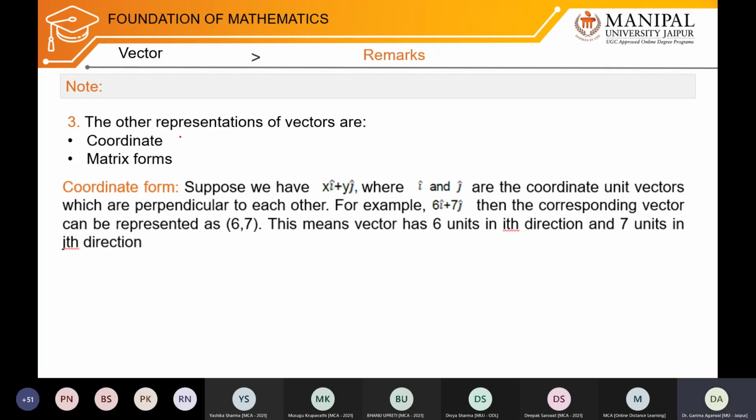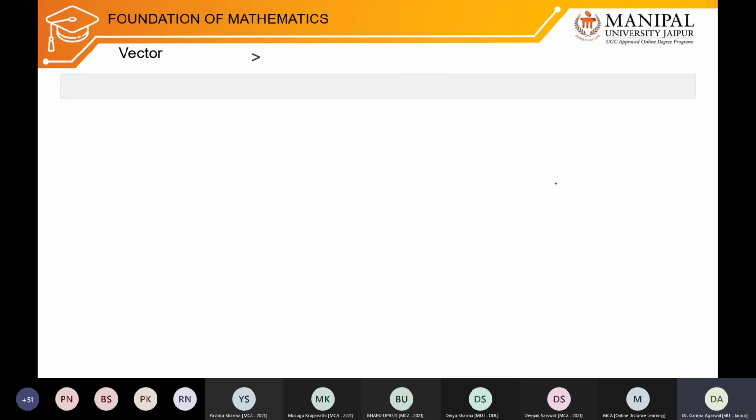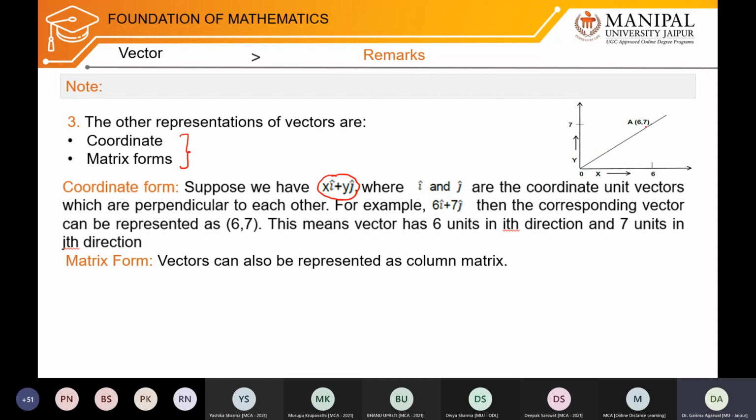We have two representations of vector. One is coordinate and second is matrix form. Coordinate form x i cap plus y j cap, that is the coordinate form. On graph, how we can represent it? Let's say I need to write this point 6 and 7, right? So this is 6 i cap plus 7 j cap, because on x axis the unit vector is i cap, and on y axis the unit vector is j cap. So it is 6 i cap plus 7 j cap, right? Or in coordinate system we can write it as 6 and 7.